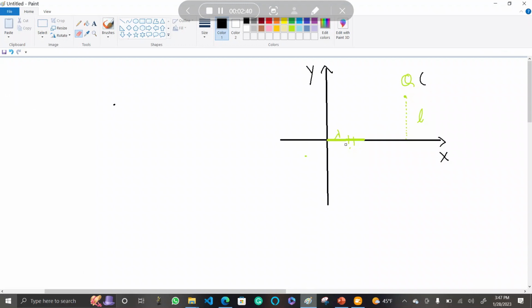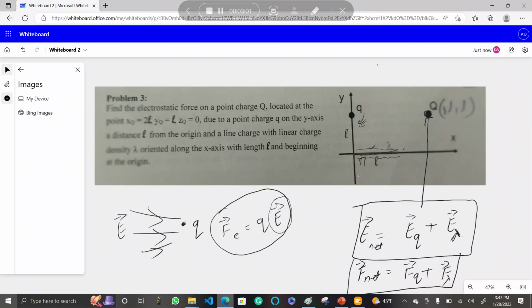Okay, so this is my line charge, and this is the point charge q where I'm interested to find the electric field and the electric force experienced by this q charge. Let's write its location. The location of the charge q is, as we can see from here, this is L and this is L. So the charge location is 2L and L, and z is 0. So it is on the XY plane.